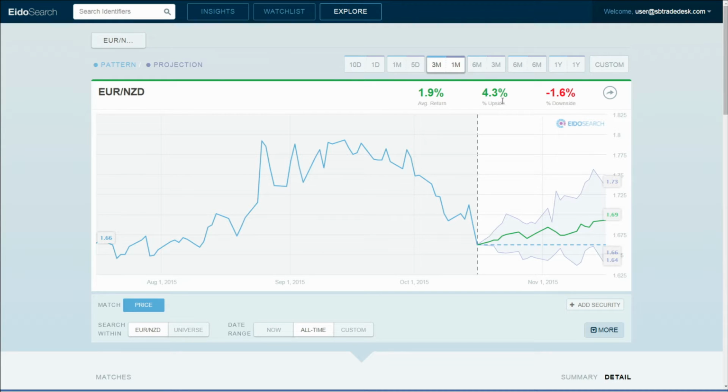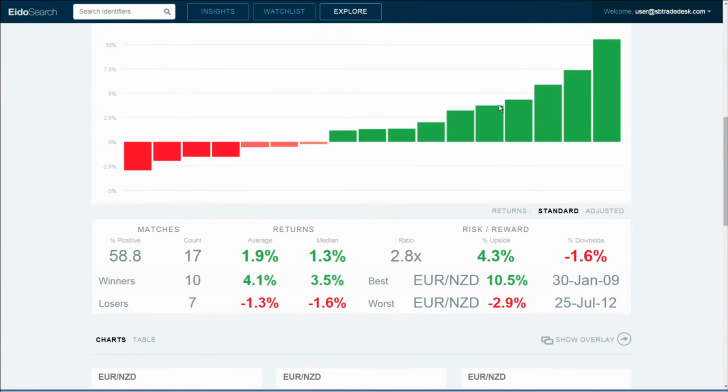So in this example, you can scroll down, you can see there are 17 matches. 10 of them are positive, meaning 1 month after the match pattern, you've got 10 out of 17 positive and 7 out of 17 are losses. So basically 59% of all the matches end up as positive, or 10 out of 17. You can see the returns here for average, you got the median, you got winners, average winner, average loser, percent upside, percent downside.